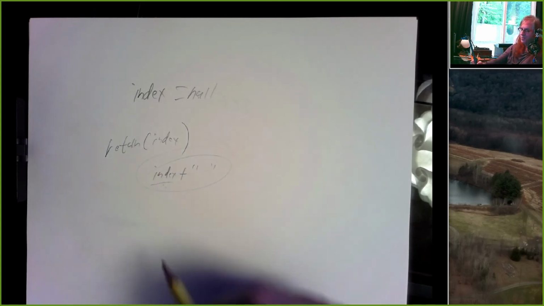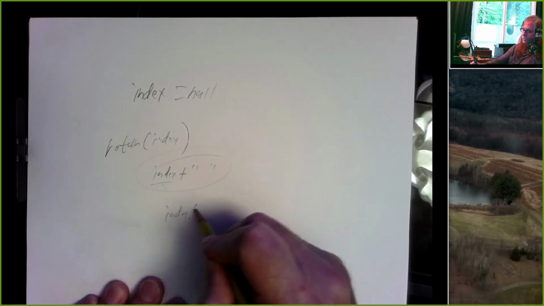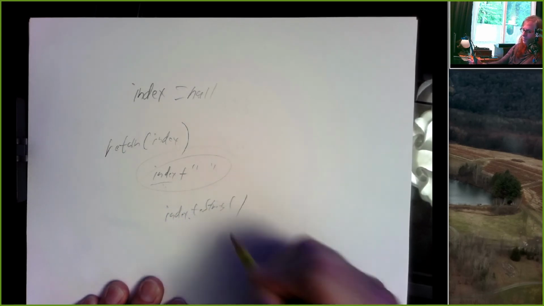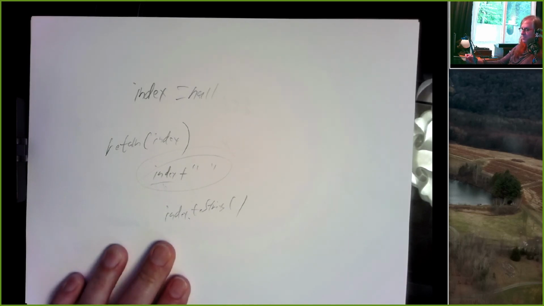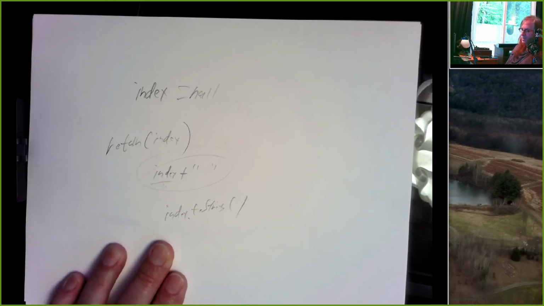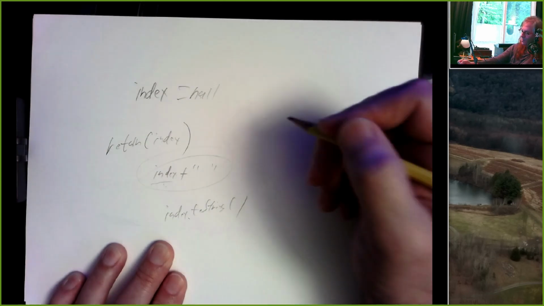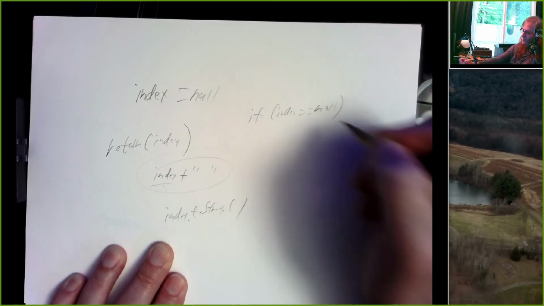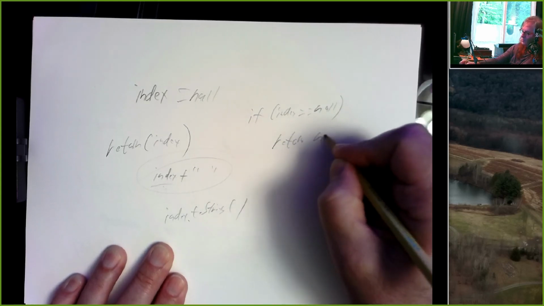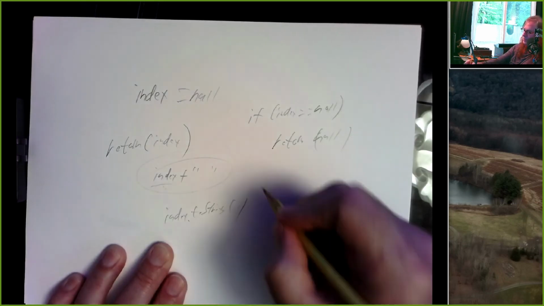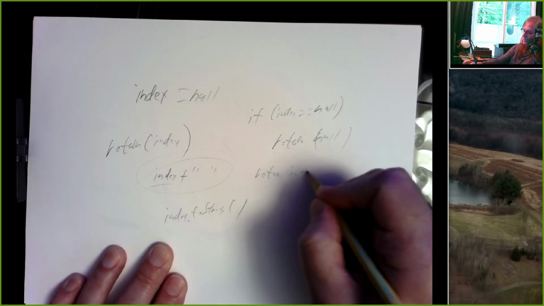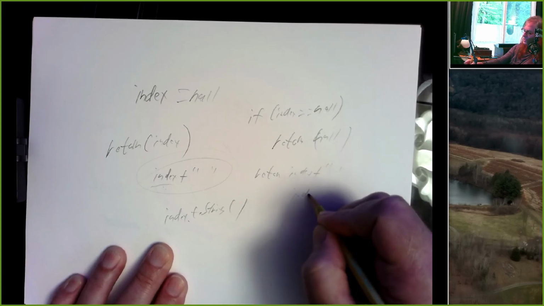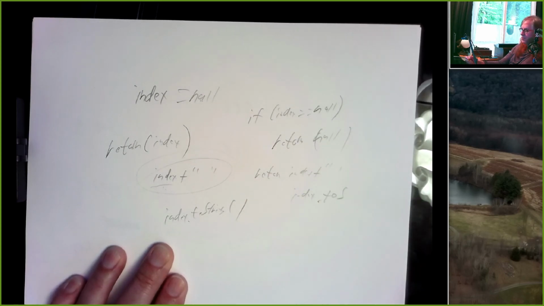Certainly if you say index.toString, now it's saying, hey, you're trying to call a method from this object. What's the object? Oh, it's null. Throw up and cause an exception. I was going to say your best bet is, if index equals null, return null. Otherwise, return, and then you could do index plus quote quote or index.toString or whatever.